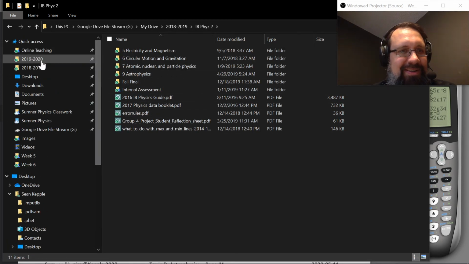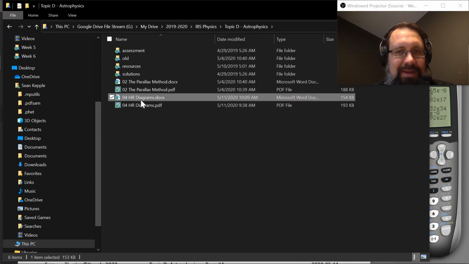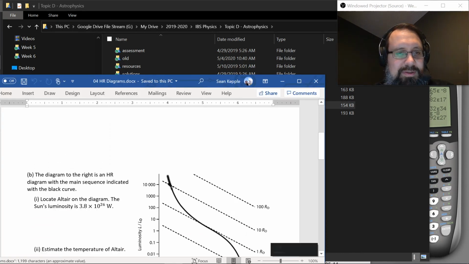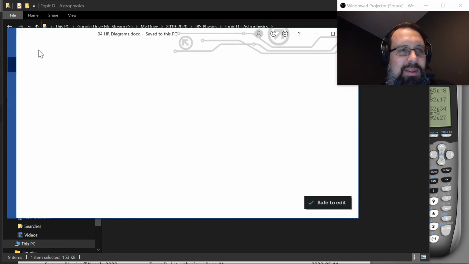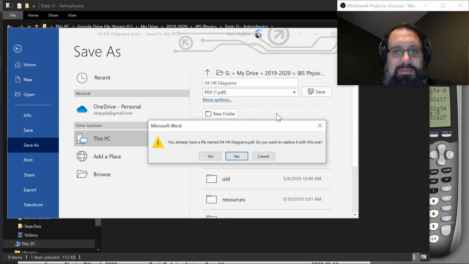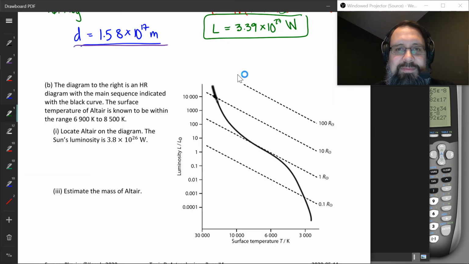That's the wrong year. 2019, 2020, IB Physics, Astrophysics, HR diagrams. I know I changed this file. I guess I just didn't change it in the right place. This is the one that I wanted. I'm sorry, guys. I uploaded the wrong file. This is what I get for not double checking it.